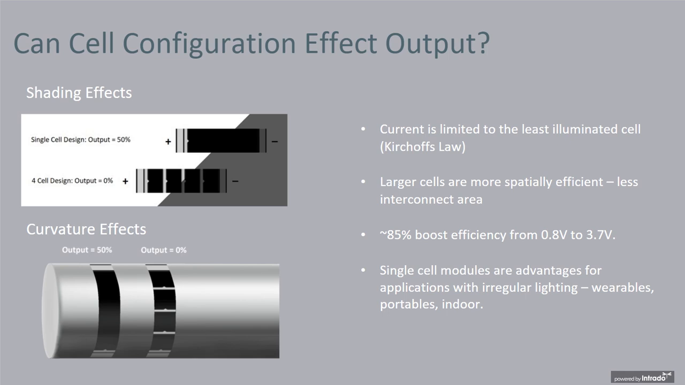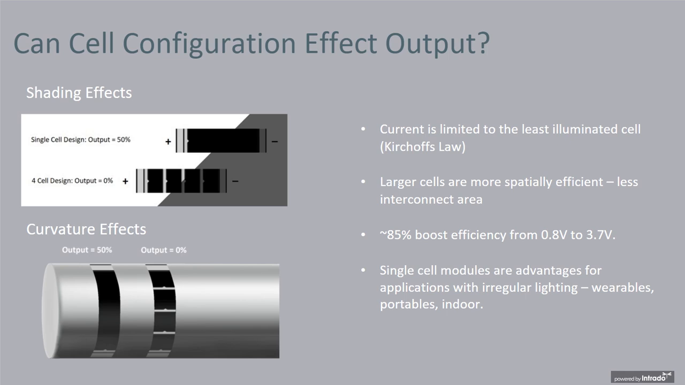Since anywhere on that PV cell, an electron is always going to find a way to get from positive to negative. So in the picture shown, if you cover half the module, a multi-cell panel, the output could be 0. But with a single cell panel, you're only losing that portion of the panel that's covered or shaded. Similarly, with curved objects, curving a panel around an object, you're going to get those shading effects.